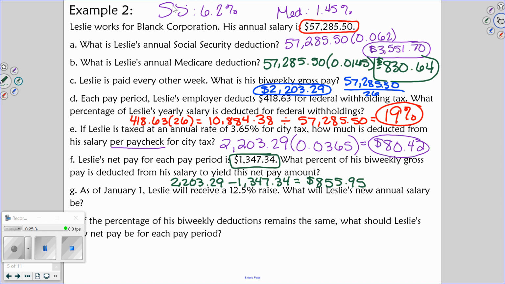Take his deductions. We're going to divide that by his biweekly, which is the 2203. Anytime you're wanting a percentage, you need to figure out percentage of what. We're talking deductions. We found the deductions, and then divide that by the original amount. That's the way it always works for those. And that is 39%.